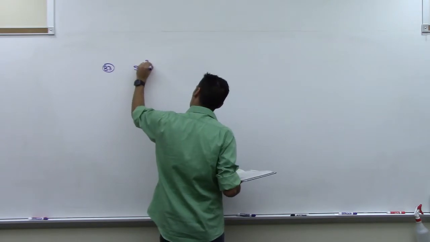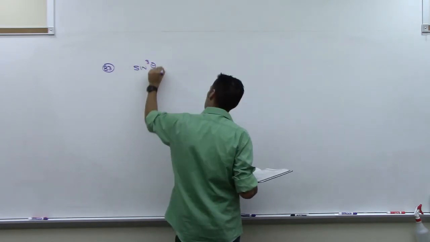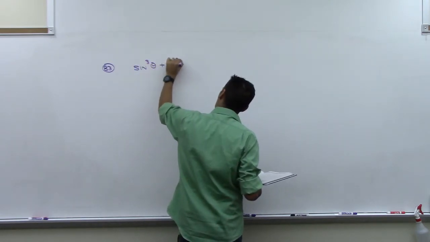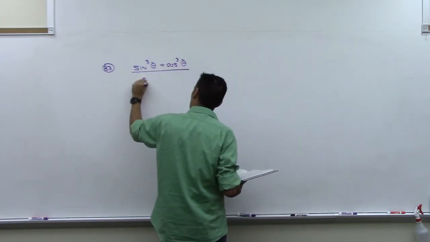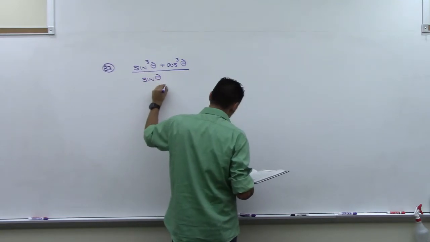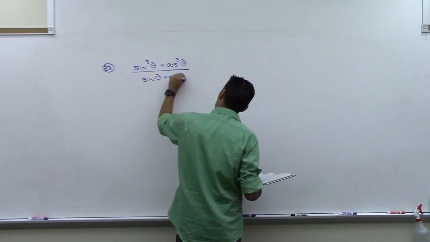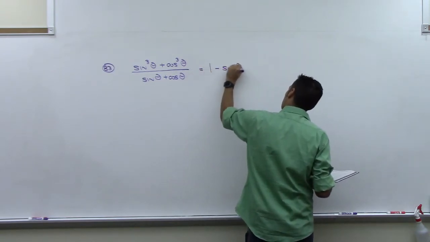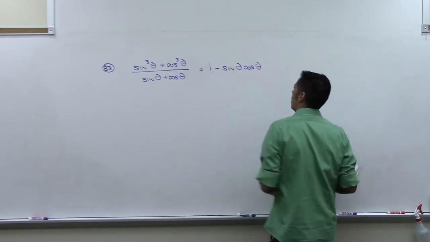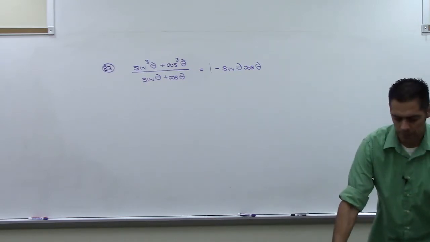83. Sine cubed theta plus cosine cubed theta, over sine theta plus cosine theta, equals 1 minus sine theta cosine theta. In my mind, I just thought sum of cubes formula. I have 2 cubes that are being summed together there. Oh yeah, this is going to work.